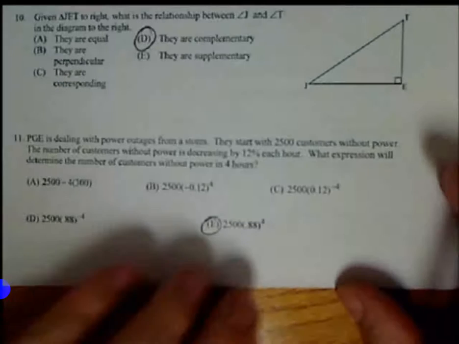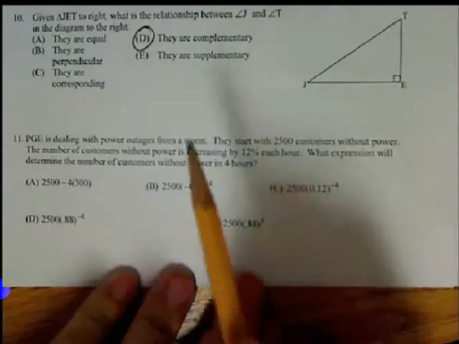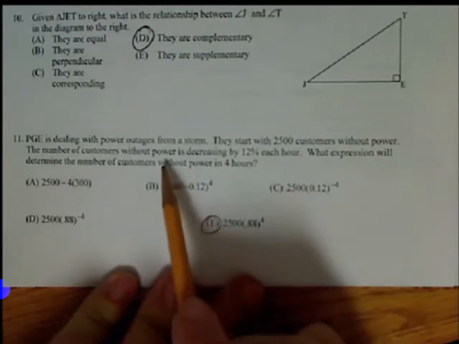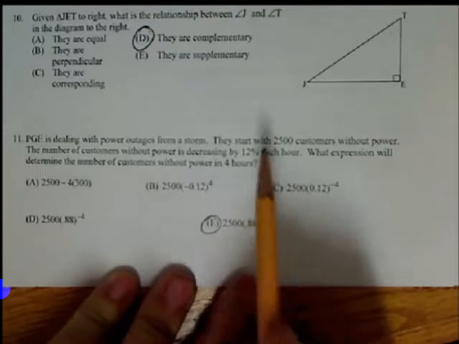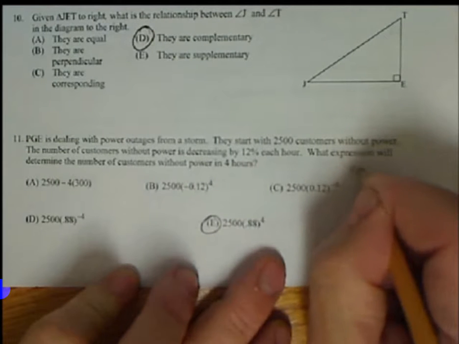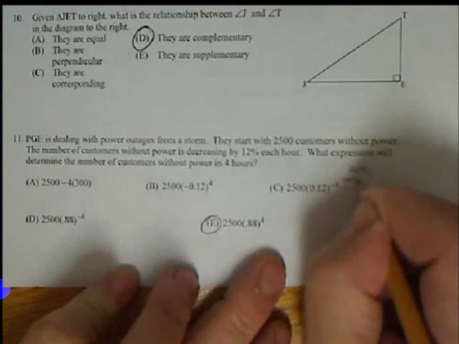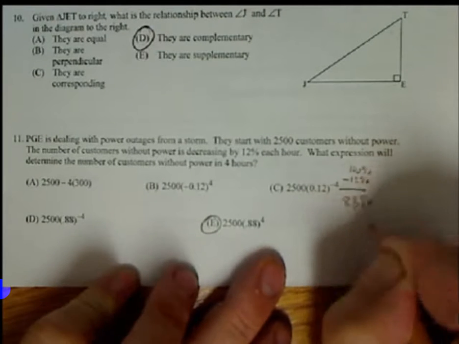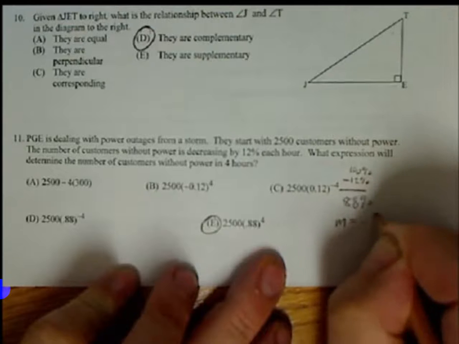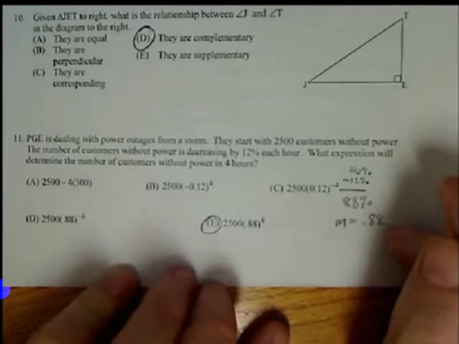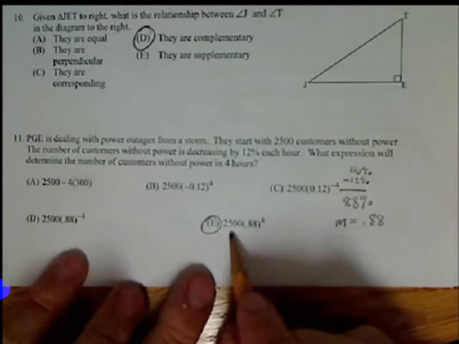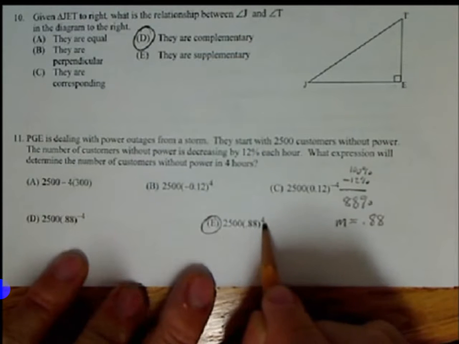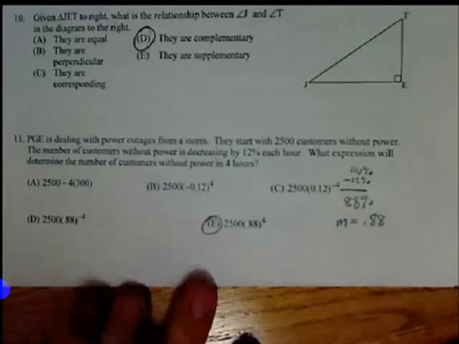On our exponential growth problem, or decay, we have 2,500 customers. The number is decreasing by 12% each hour. So we start with 100%, minus 12% gives us 88%. So my multiplier is 0.88. I started with 2,500 times 0.88 raised to the fourth, because I want to find it in 4 hours.